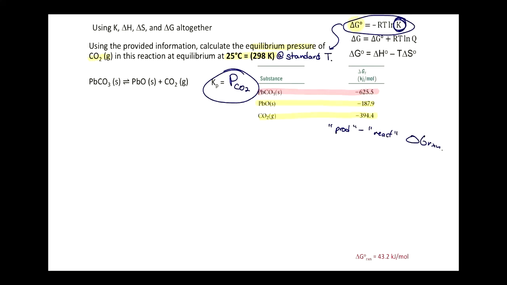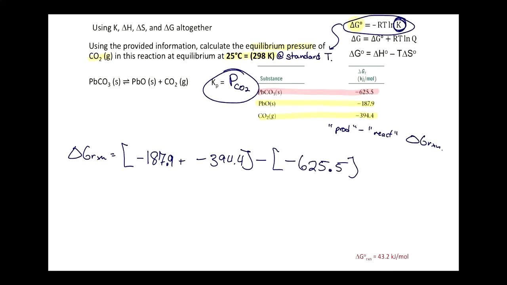Because remember, this table is at standard temperature, standard conditions. So delta G of this reaction is equal to the two yellow things minus the pink thing. So negative 187.9 plus negative 394.4 minus negative 625.5, all right?